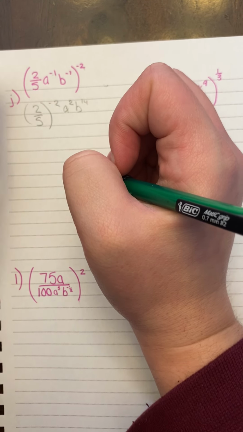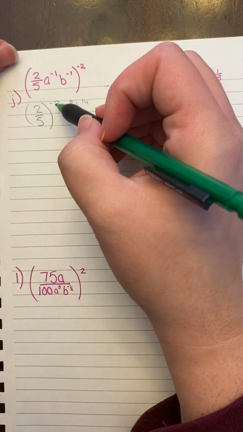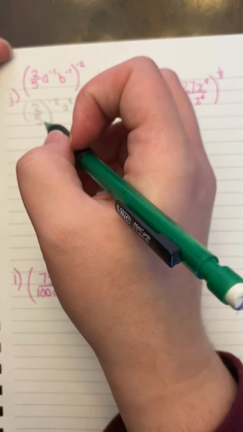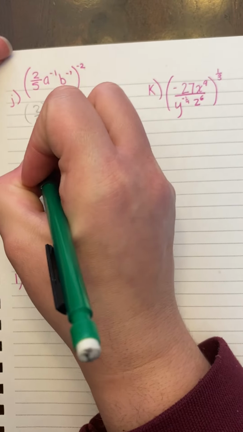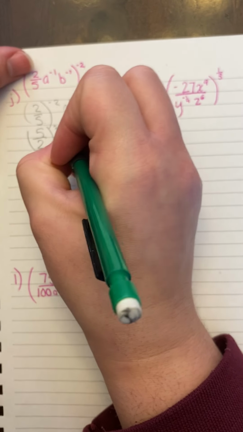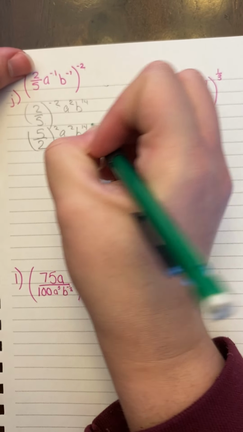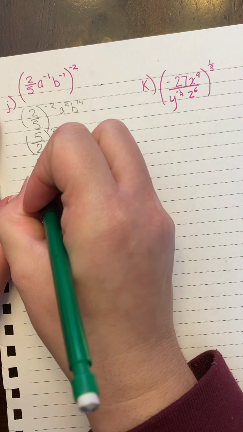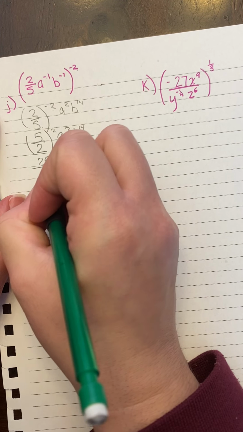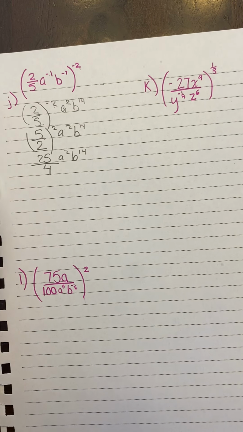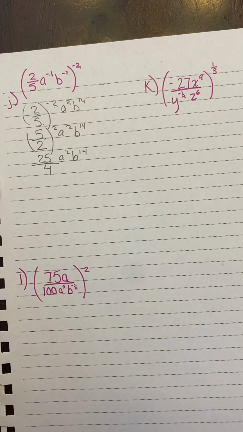Okay? So now we still have a negative exponent here, so we need to flip this. We need to get the reciprocal, so flip the fraction. So it's going to be 5 over 2 to the power of 2, a squared b to the 14. Now we just have to do this. So 5 squared is 25, 2 squared is 4, a squared b to the 14. Okay, so that's our answer.